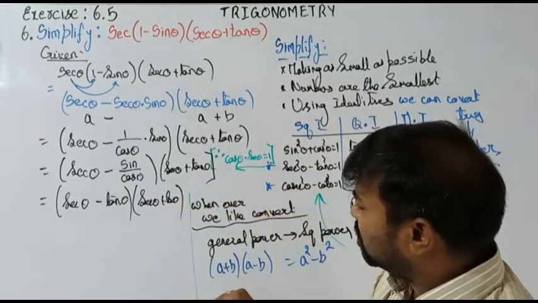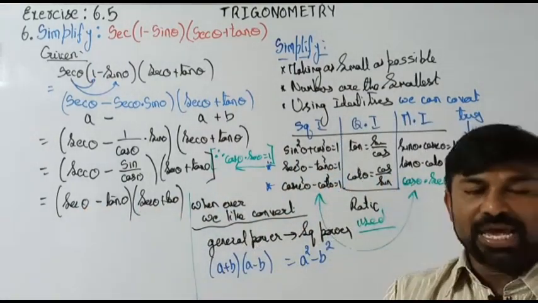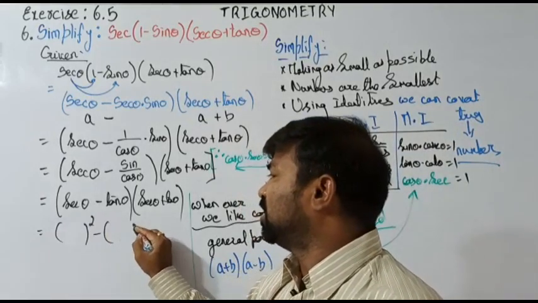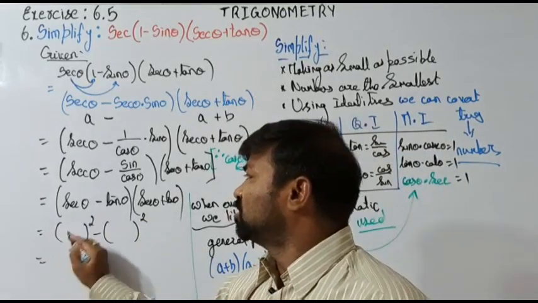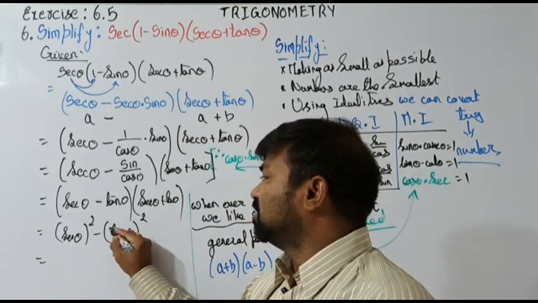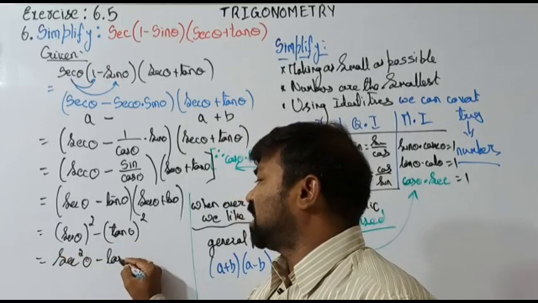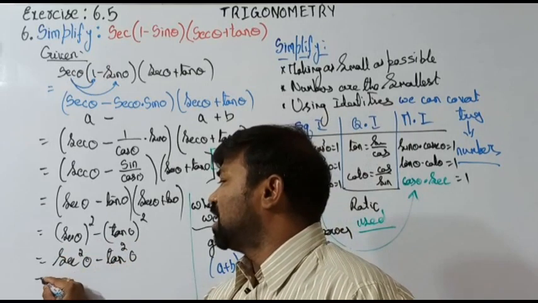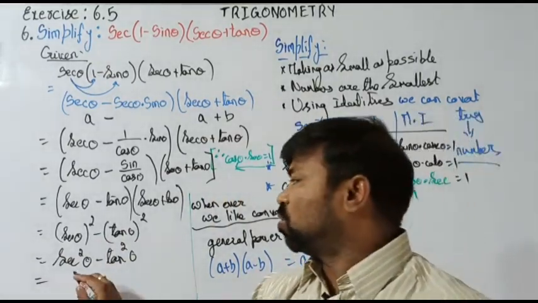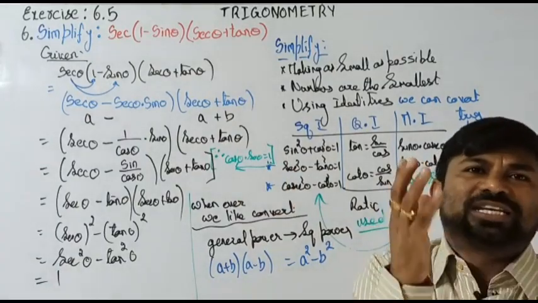Let's make this one separate for you. Now, is it looking like a minus b into a plus b? Yes, obviously. Then it becomes a square minus b square, which is nothing but secant theta and this is tan theta, so secant square theta minus tan square theta. Just now I said secant square theta minus tan square theta is nothing but 1. So we are using the square identity. It's logical stuff.